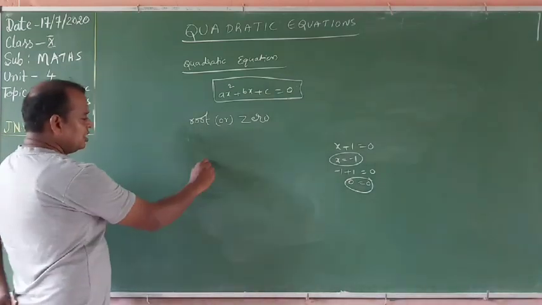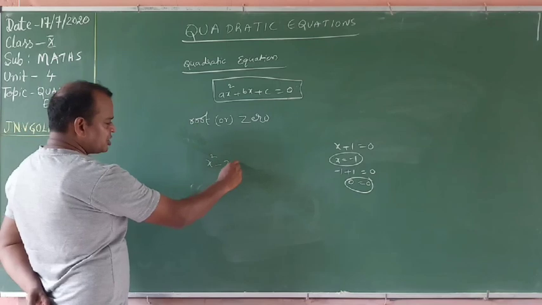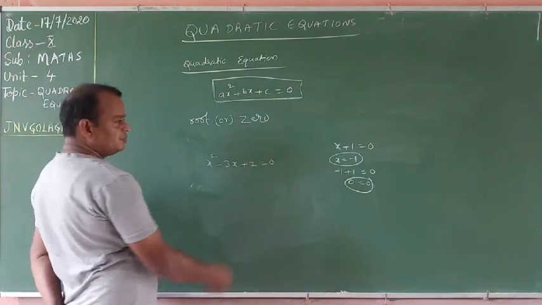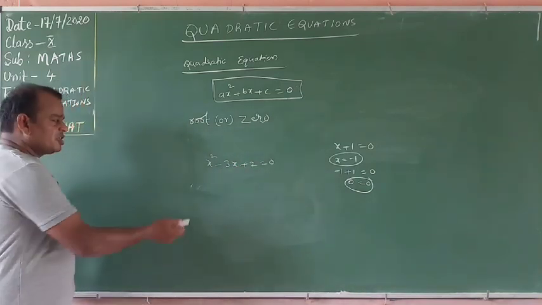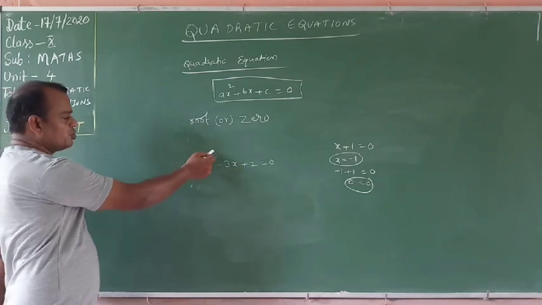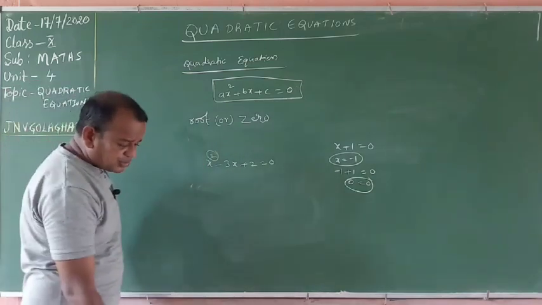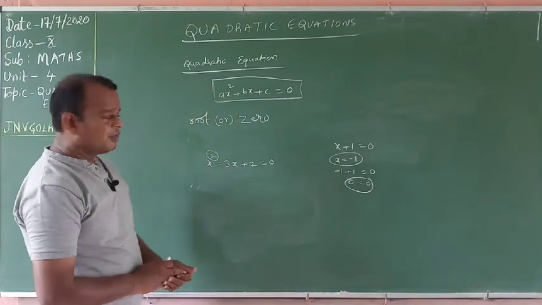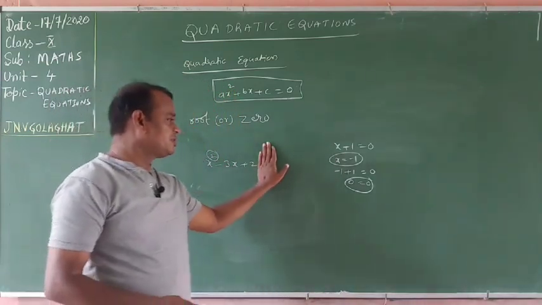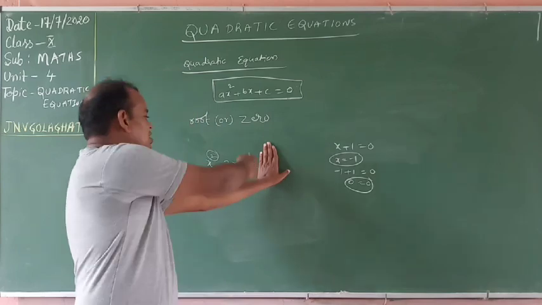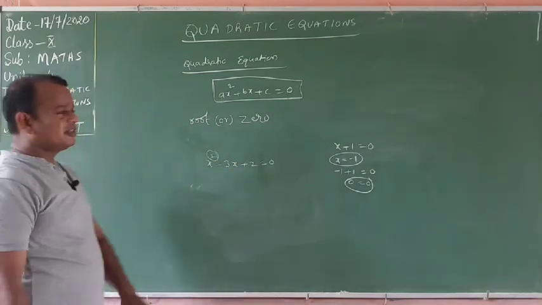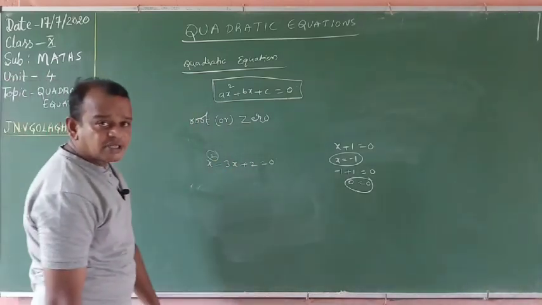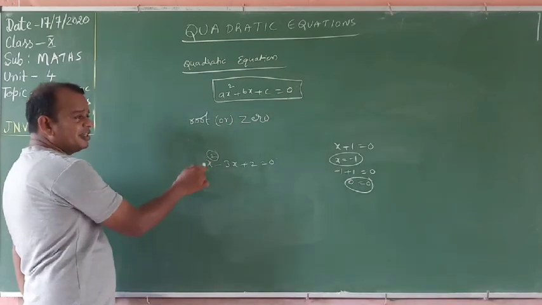We will take, for suppose, x square minus 3x plus 2 is equal to 0. This is the quadratic equation, meaning the highest degree of the variable is 2. Whenever the highest degree is 2, that is called a quadratic polynomial or quadratic equation. Whenever there is no equals 0, this is called a quadratic polynomial. Whenever you write equal to 0, that is called a quadratic equation. Highest degree is 2, variable degree is 2.